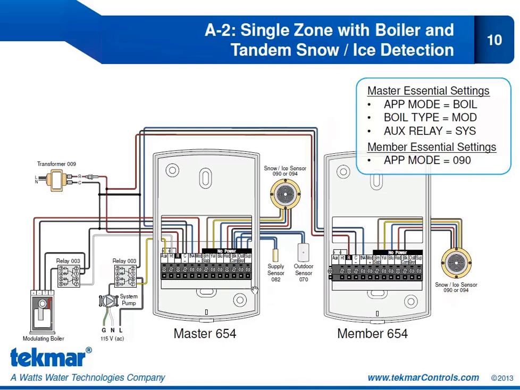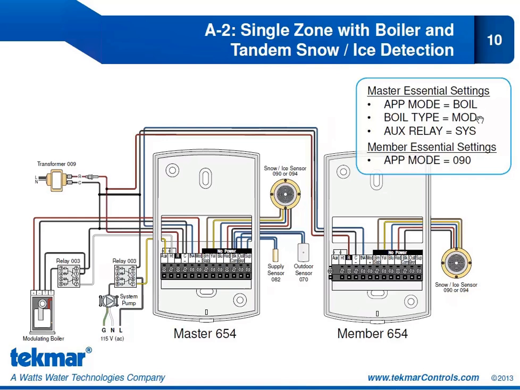The Master 654 is connected to its own snow ice sensor. It also has the boiler supply sensor and the outdoor sensor connected. The essential settings for this application, starting with the Master 654. The Master is the one that's operating the boiler, so the application mode is boiler.